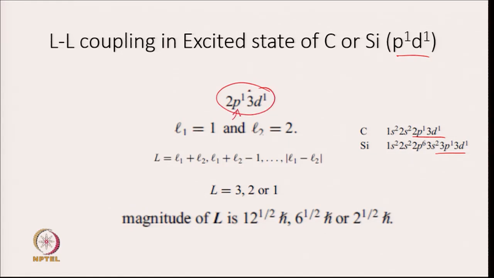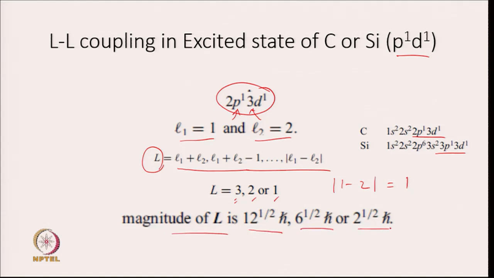One electron is in the p level, so L1 is equal to 1, and one electron is in the d level, so L2 is 2. And so, L is going to be from L1 plus L2 to |L1 minus L2|. 1 plus 2 is 3, to mod of 1 minus 2, which is equal to 1. So, 3, 2, 1. There are three values of capital L which are possible. And the magnitude of this L will be root 12 h cross, root 6 h cross, and root 2 h cross, for the three values respectively.